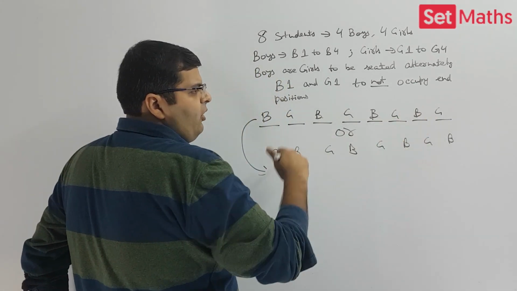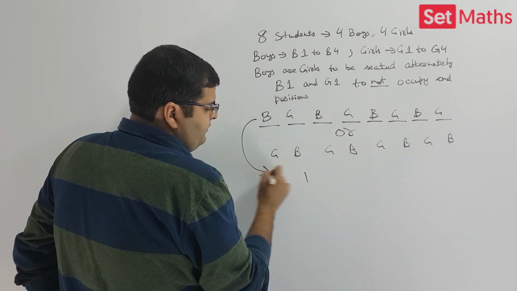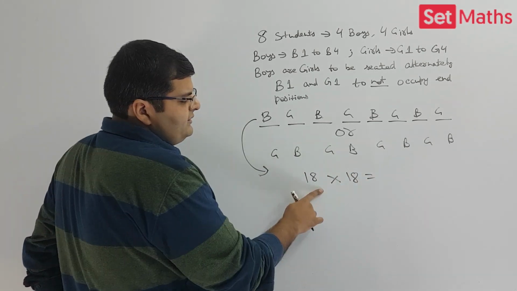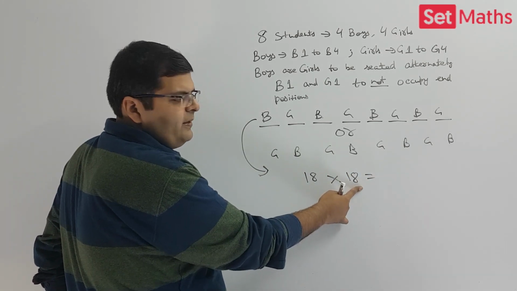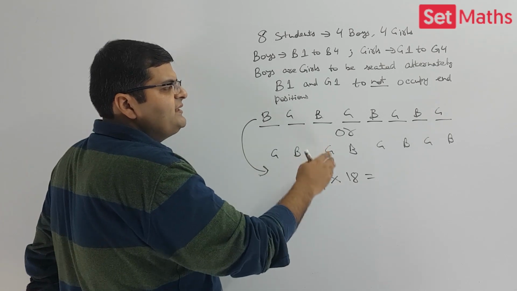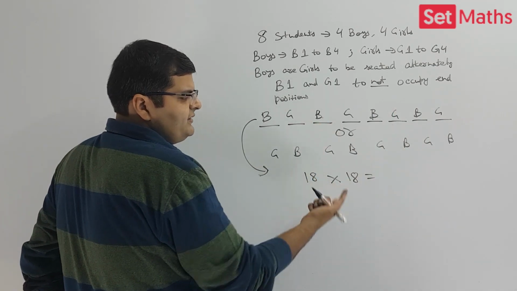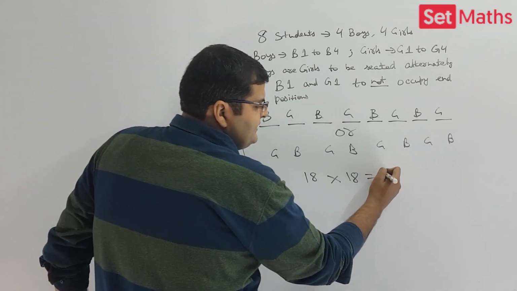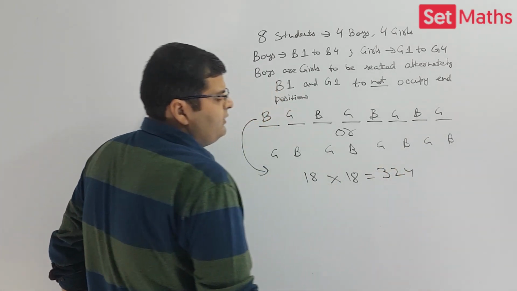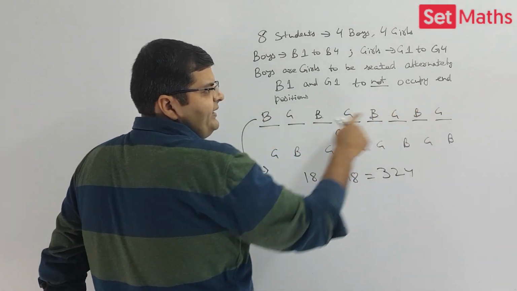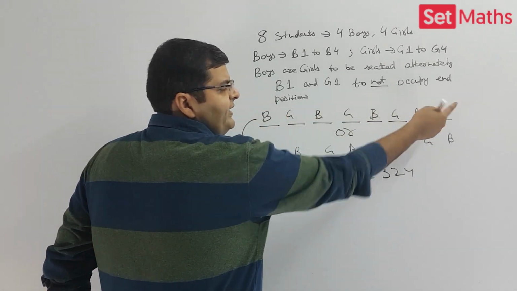Okay, and we are seating boys and girls. So the number of ways the seating arrangement will happen is 18 times 18. This is for boys and this is for girls. Why multiplication? Because we are seating both boys and girls, and there is an AND here. So 18 times 18 is 18 square, which is 324. So there are 324 ways in which the arrangement can happen like this, starting from a boy and ending with a girl.